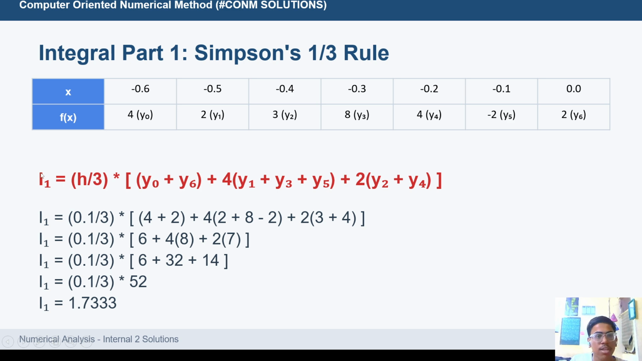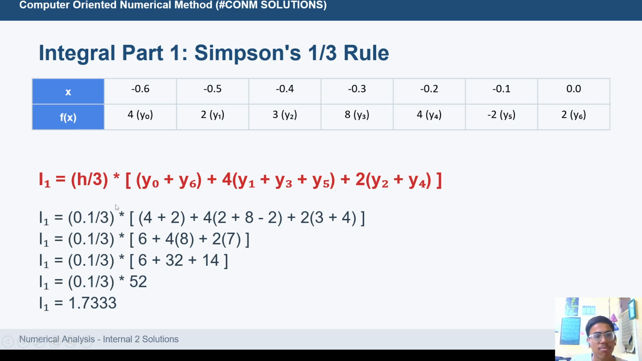So integrating for part 1, the formula for Simpson's 1 by 3 rule, you already know, is h by 3 times y0 plus yn. Yn here is y6. So y0 plus y6 plus 4 times the odd terms, like 4 times y1, y3, y5, plus 2 times the even terms, like 2 times y2 plus y4. So here we will put the values.